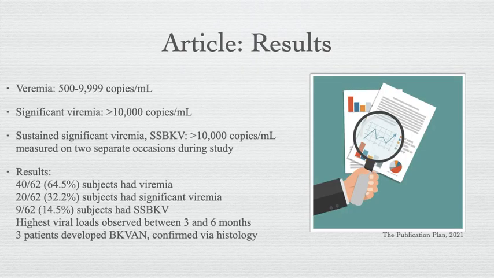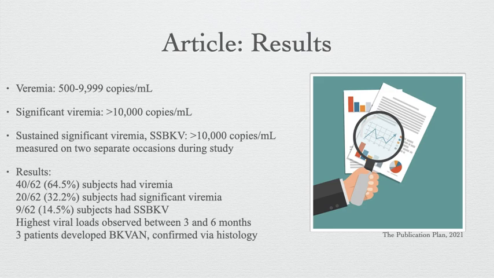The results of the study put its subjects in different groups. First, viremia is detected as detecting any amount of virus in the sample. For the purposes of this study, viremia is defined as 500 to 9,999 copies per mil. Significant viremia would be greater than 100,000 copies per mil, even more. Sustained significant viremia would be greater than 10,000 copies measured on 2 separate occasions.